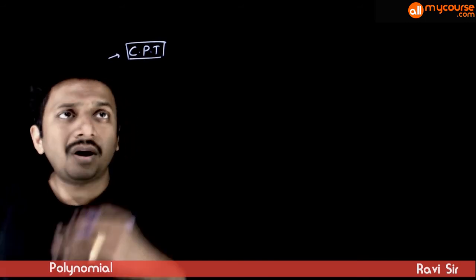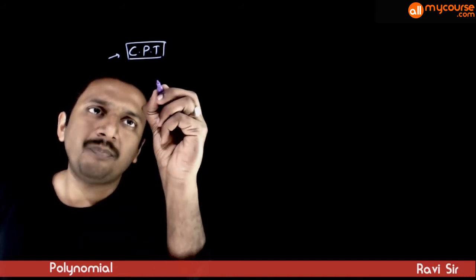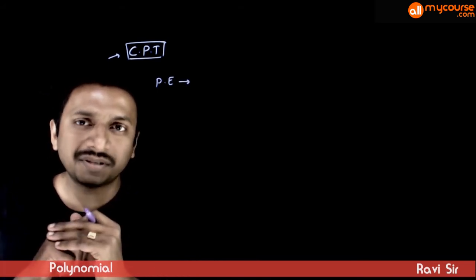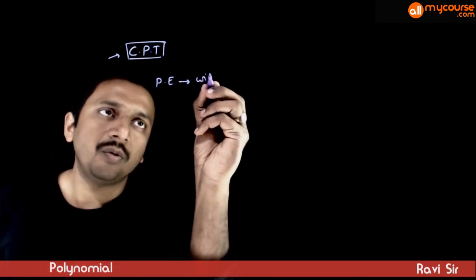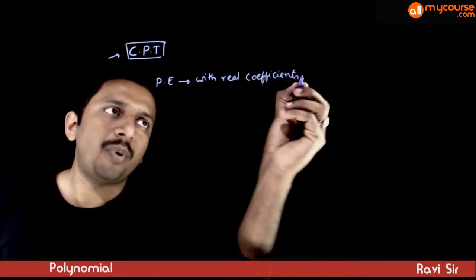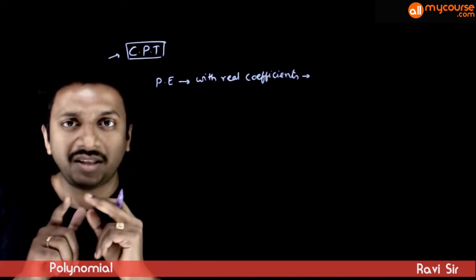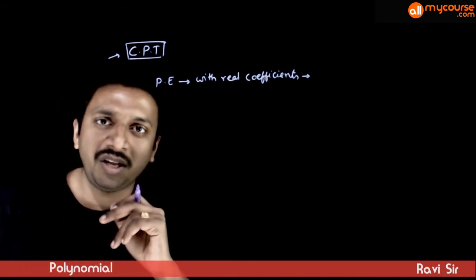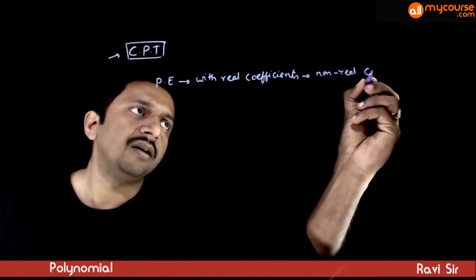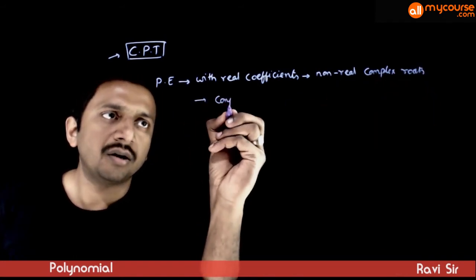So we have a theorem called the conjugate pair theorem, which states that if a polynomial equation has all of its coefficients as real numbers, that is, a polynomial equation with real coefficients, then the non-real complex roots of this polynomial equation always occur in conjugate pairs.